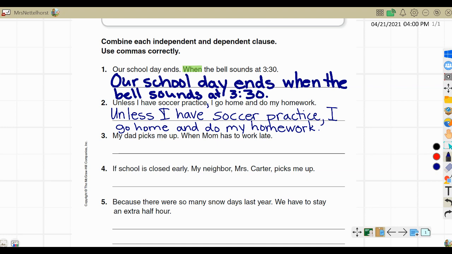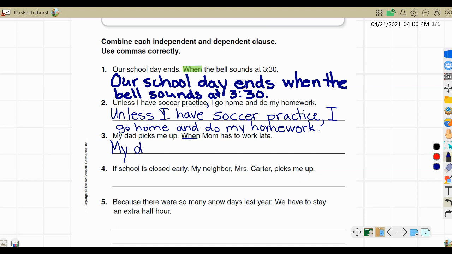Number 3, my dad picks me up. Subject, my dad. What does dad do? Picks me up. Okay, let's look at the second sentence. When mom has to work late. Feels like I need more information. Let's check it out. The subject is mom. What does she do? Has to work late. I have this word that's sticking out here that is my subordinating conjunction. So the subordinate or dependent clause comes second, no comma.